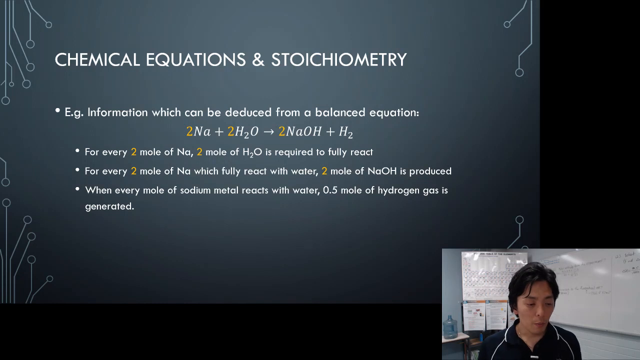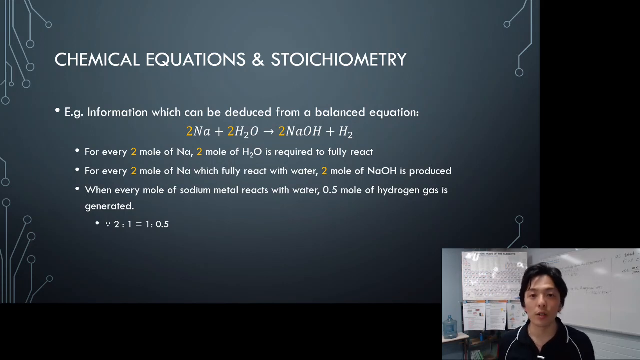Thirdly, when every mole of sodium metal reacts with water, 0.5 mole of hydrogen gas is generated. Why 0.5? Where did I get that from? Because I can see a 2 to 1 ratio in front of Na and H2. If twice as much Na is necessary for you to generate 1 mole, the ratio still stays the same. 2 to 1 equals 1 to 0.5. There you go. So mole ratio is very useful.